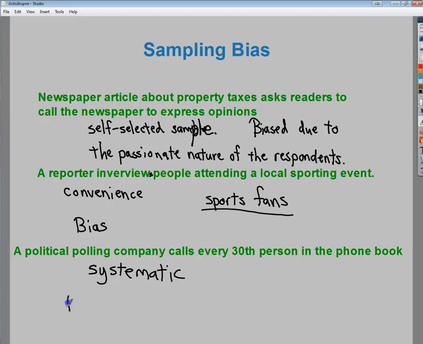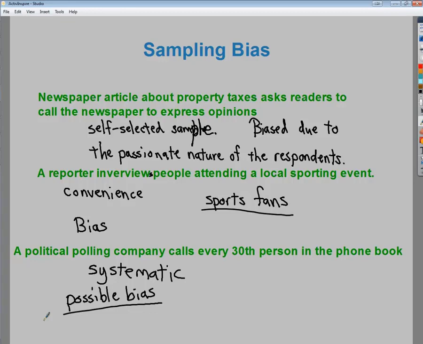Possibly. Depends on what they're asking. If they're asking about phone service, then it may be different, because some people aren't listed in the phone book anyway. Years ago, it might have been different. Even then, you're basically getting a certain subset of people who are in the phone book. So if you pull the 30th, is it as biased as going to sports fans and asking them about turf? No, obviously not.